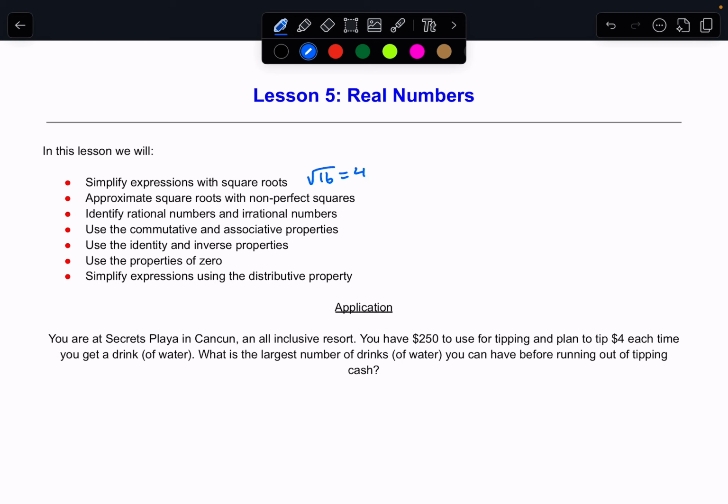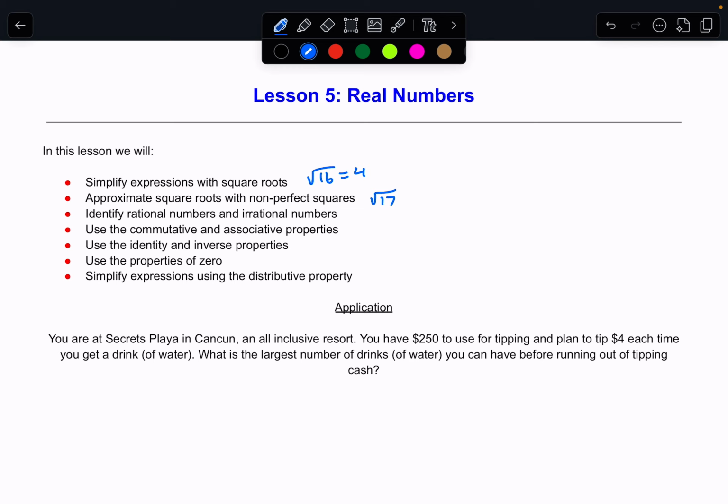We're going to approximate square roots of non-perfect squares. So for example, square root of 17, we're going to see is a little bit bigger than square root 16, but we're not going to know exactly what it is, so we're going to approximate it. We're going to identify rational and irrational numbers. These are going to make up the entire real number system.